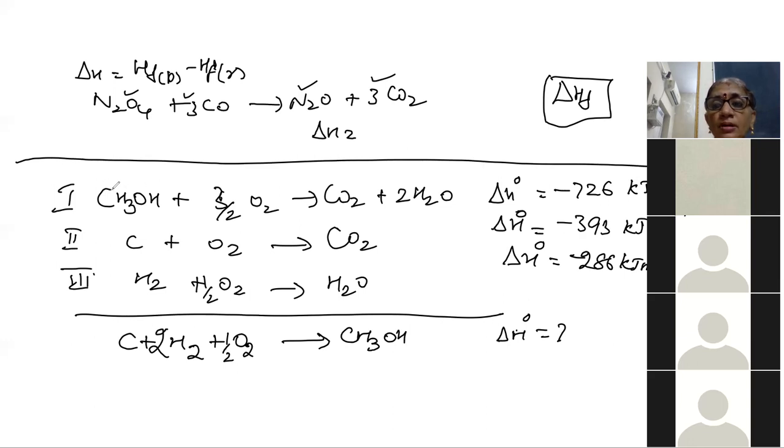We should reverse the first one. Very good. Why should you reverse? Because in the first equation, methanol is on the left. But in the target equation, where is it? It is on the right. Okay, so our requirement is that methanol should be on the product side. Right, so we have to reverse this equation.